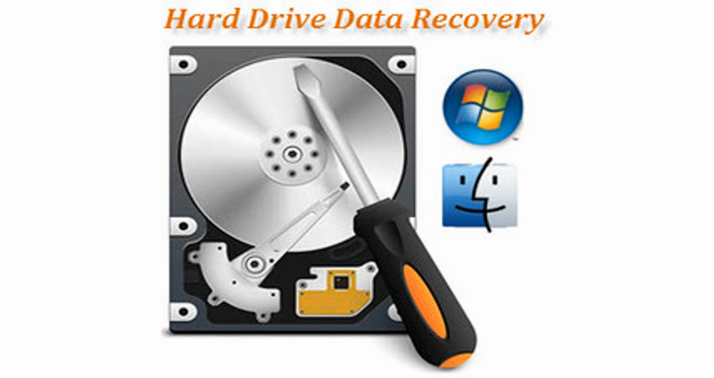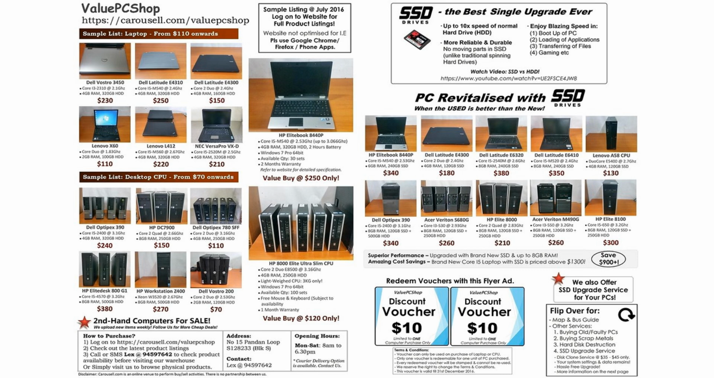There are two main types of hard drives, HDD and SSD. HDD, or hard disk drive, is the older type of hard drive and is commonly found in older computers. SSD, or solid-state drive, is the newer type of hard drive and is found in most modern computers. The main difference between HDD and SSD is their speed.